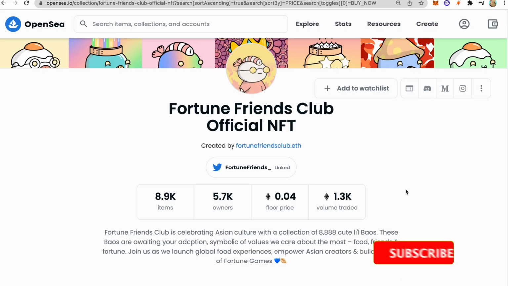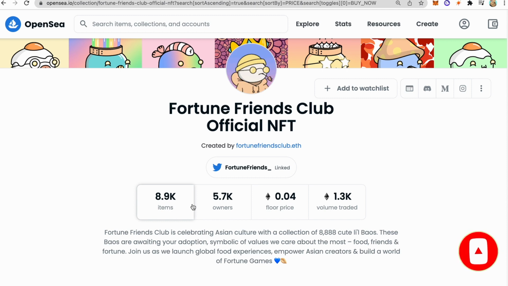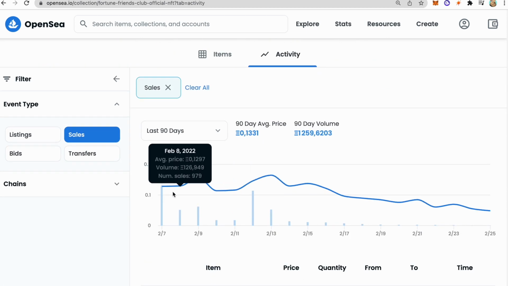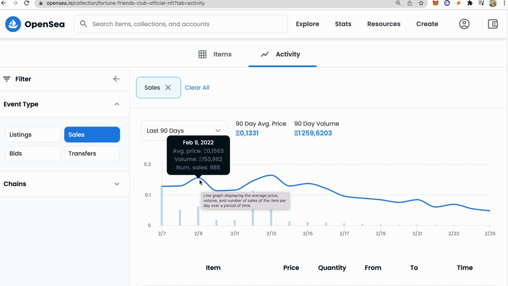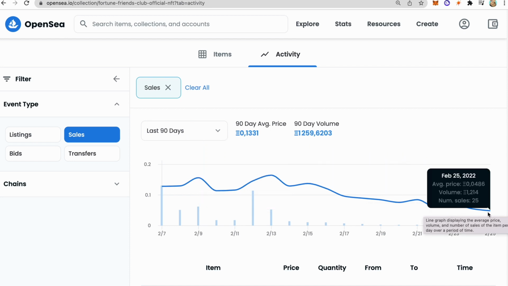So let's talk about how the project is doing on OpenSea. With 1.3k ETH in volume, the owner ratio is really good, but the floor price is below the mint price. So if we have a look at the activity as well, you can see it's been dropping down since pre-sale, and this was general sales, and you can actually see it's dropped quite a bit. But I will tell you why I think this project is heavily underrated at the minute.